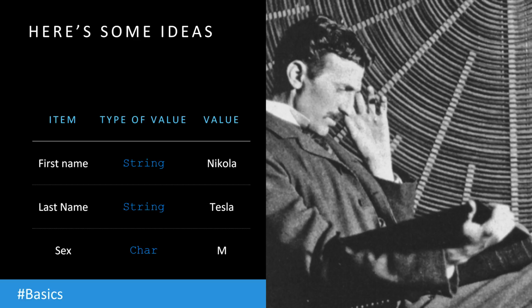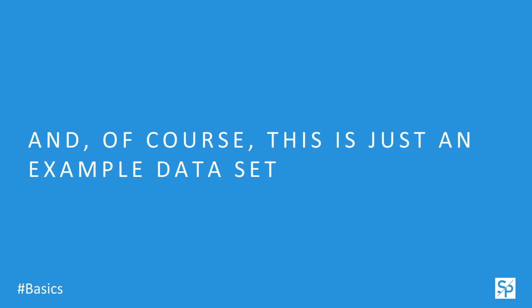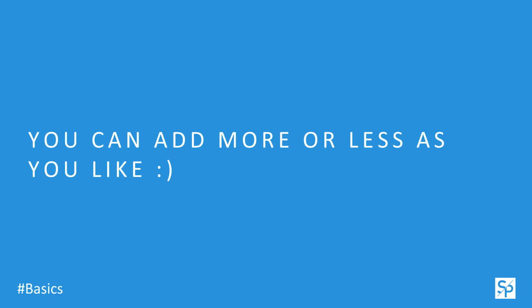So we figured out that his first name and last name could both be represented using a string, so those are words, so we can represent them as strings. And then his biological sex can be stored as a char, which is just M for male. So we have Nikola Tesla, both of those are strings for first name and last name respectively. And then his biological sex is stored as a char, which is just the letter M for male. And of course, this is just an example data set. You can add more or less as you like.